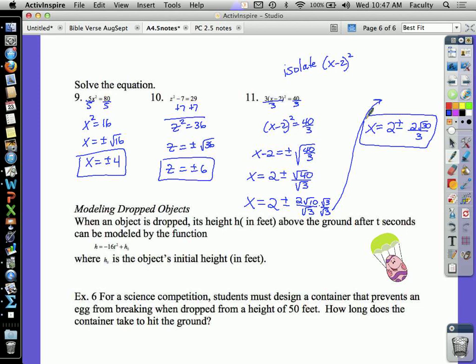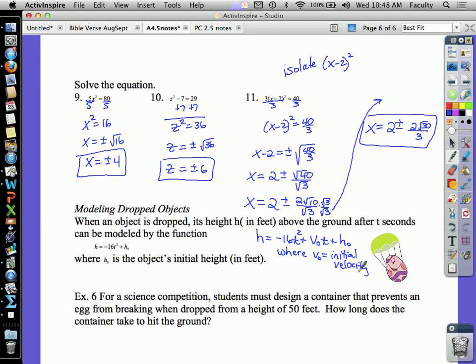When an object is dropped, its height h in feet above the ground after t seconds can be modeled by the function h equals negative 16t squared plus h sub 0, where h sub 0 is the object's initial height in feet. There is also another formula, and it's in your textbook, but let's go ahead and write it down. This formula is h equals negative 16t squared plus v sub 0 t plus h sub 0, where v sub 0 is called the initial velocity.